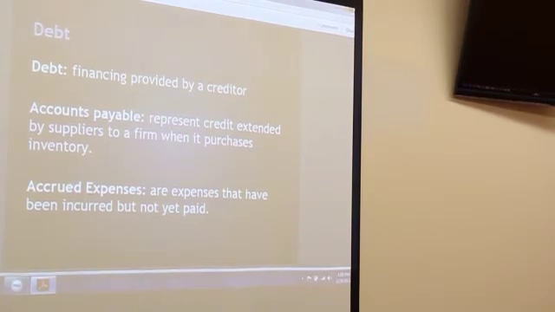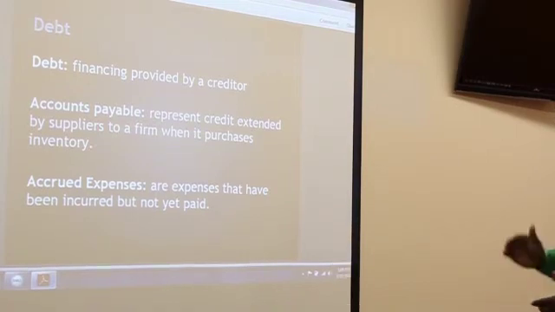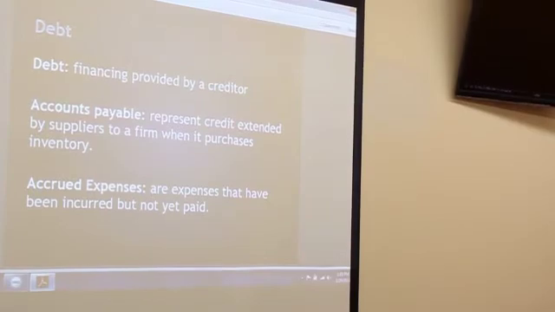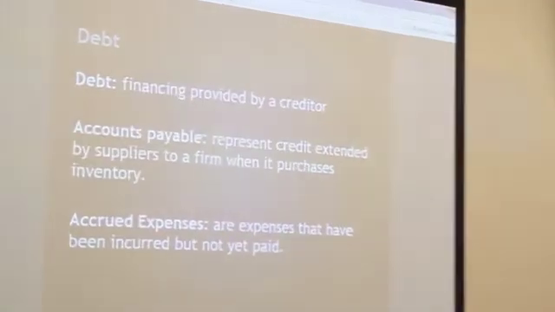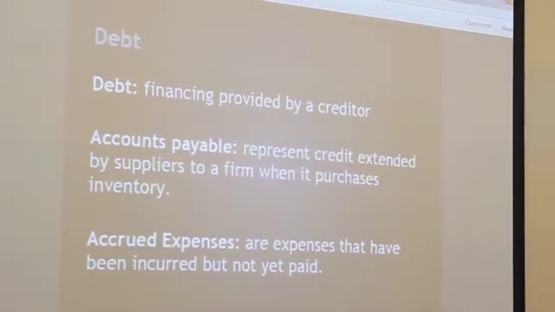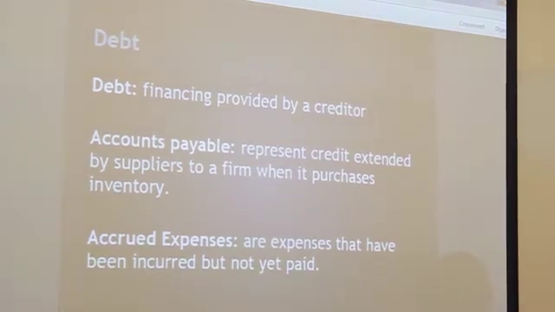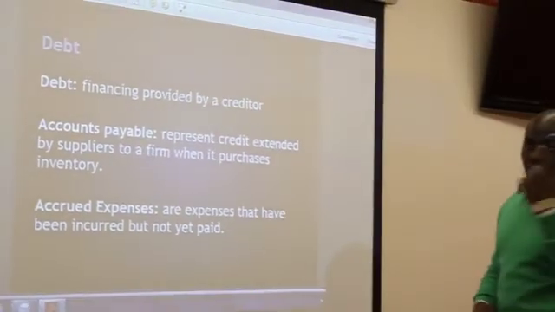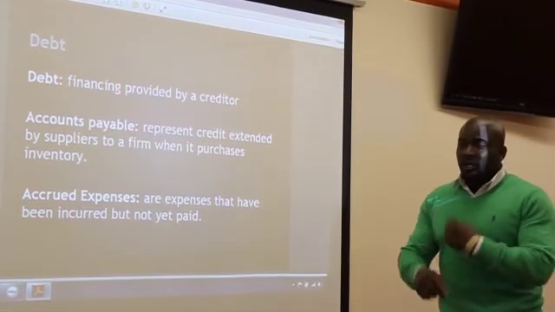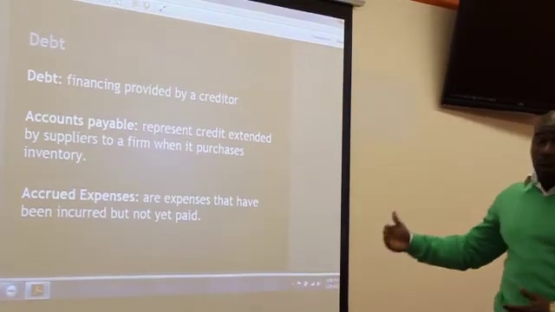Debt. Financing provided by a creditor. Accounts payable represents credit extended by suppliers to a company when it purchases inventory. Accrued expenses are expenses that have been incurred but not yet paid. It could be something as simple as a marketing bill. If it has not been paid, then it's an accrued expense because that expense is going to keep coming, weekly, monthly, until it's paid off.